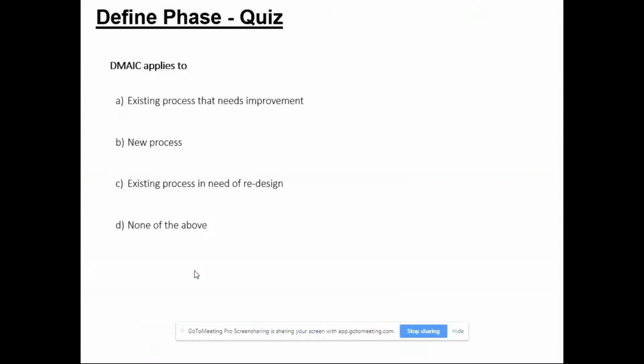Okay, it's some quiz time, and there's a slide I was trying to hide from you. So DMAIC applies to, which one do you think is correct? A. Absolutely. Existing process that needs improvement.